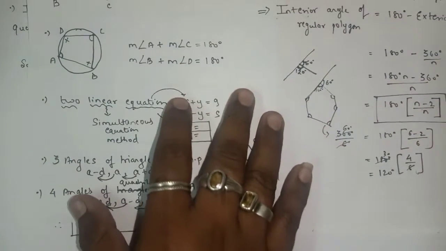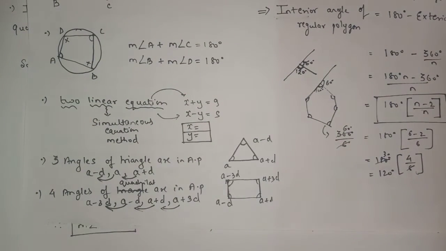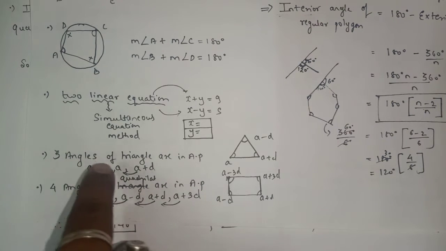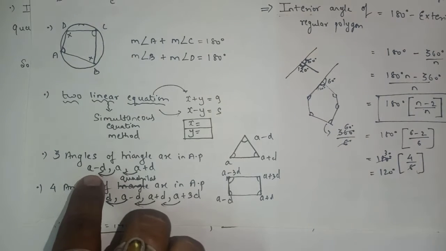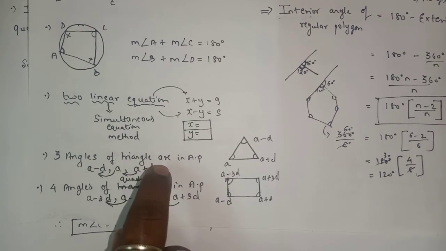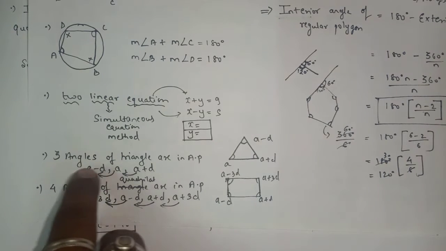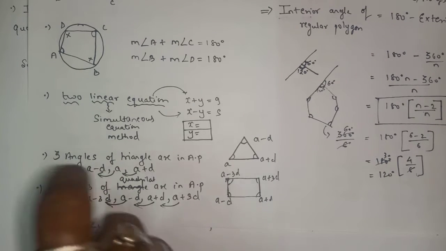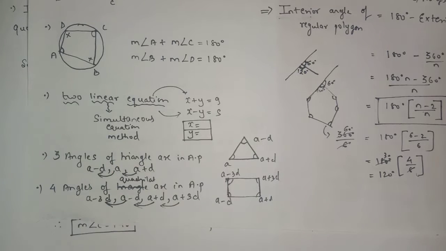Now we'll take one sum based on when the angles of the triangle are in AP, and one sum based on when the angles of the quadrilateral are in AP. So you have to remember this formula. When three angles of the triangle are in AP, the first angle we take as a minus d, the second as a, and the third as a plus d. So don't change this sequence. Keep the sequence as it is. First will be a minus d, second will be a, and third will be a plus d.